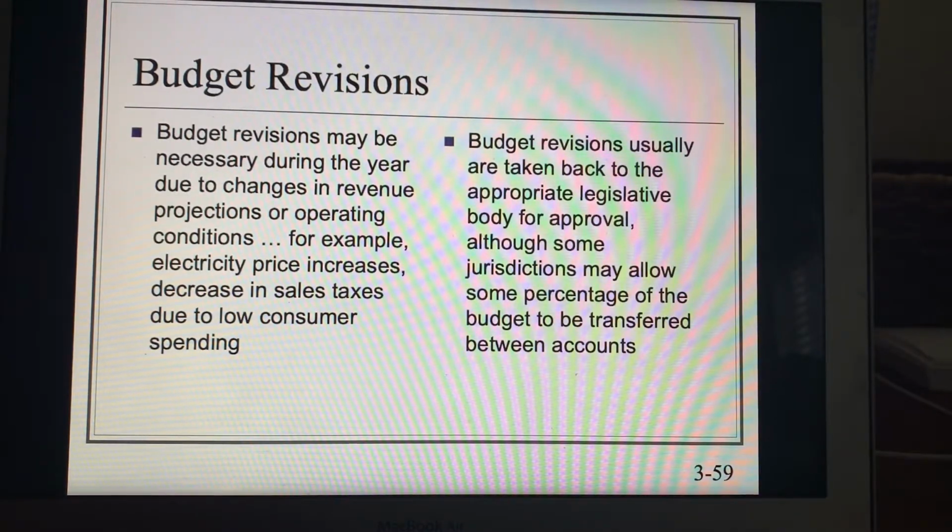Budget revisions may be necessary during the year due to changes in revenue projections or operating conditions. For example, electricity price increases, or decreases in sales tax due to low consumer spending. Okay, budget revisions usually are taken back to the appropriate legislative body for approval, although some jurisdictions may allow some percentage of the budget to be transferred between accounts. So that often happens, but not very often.